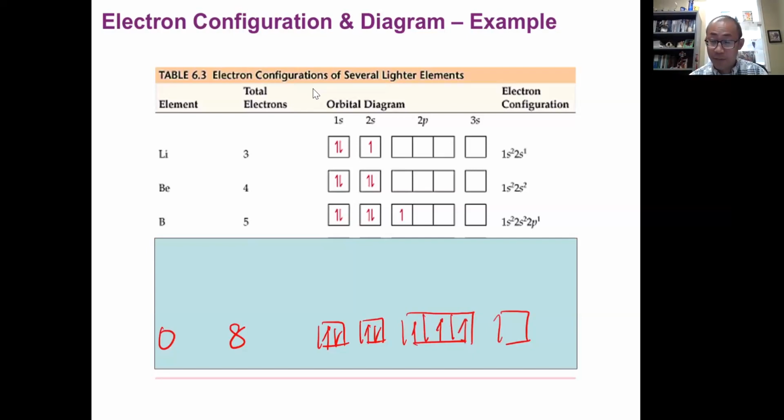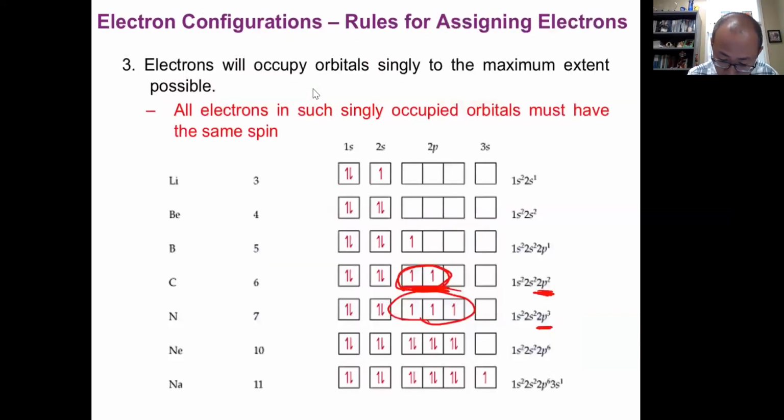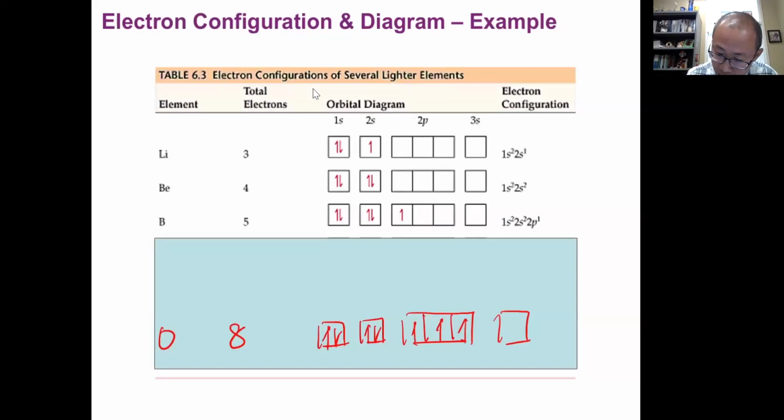The 8th one, again, there's no empty one. You cannot go to 3s yet because 2p is still available. 2p can hold what? 6 electrons. So now the 8th one, let me change the color. The 8th one has to pair with one of them, with opposite spin. In the same orbital the spins must be opposite, remember. So this is what oxygen looks like. And of course, the electron configuration will be 1s2, 2s2, 2p4.